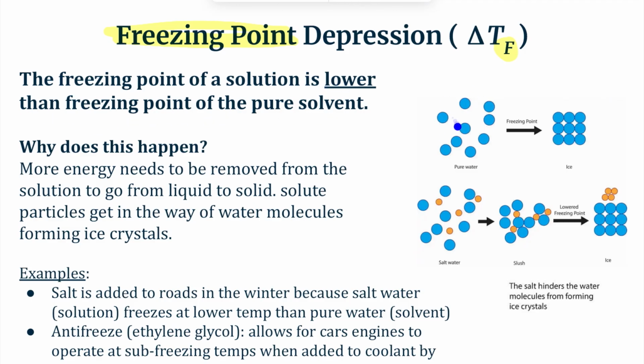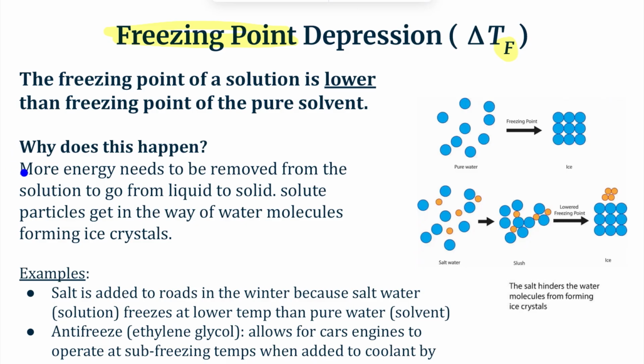So if we have water, which is a pure solvent, and it freezes, the colligative property tells us that if we now have a solution, so something that is dissolved, then that freezing point is going to go down. The salt is going to hinder the water molecules from forming ice crystals. And so that is going to change the freezing point for the solution.